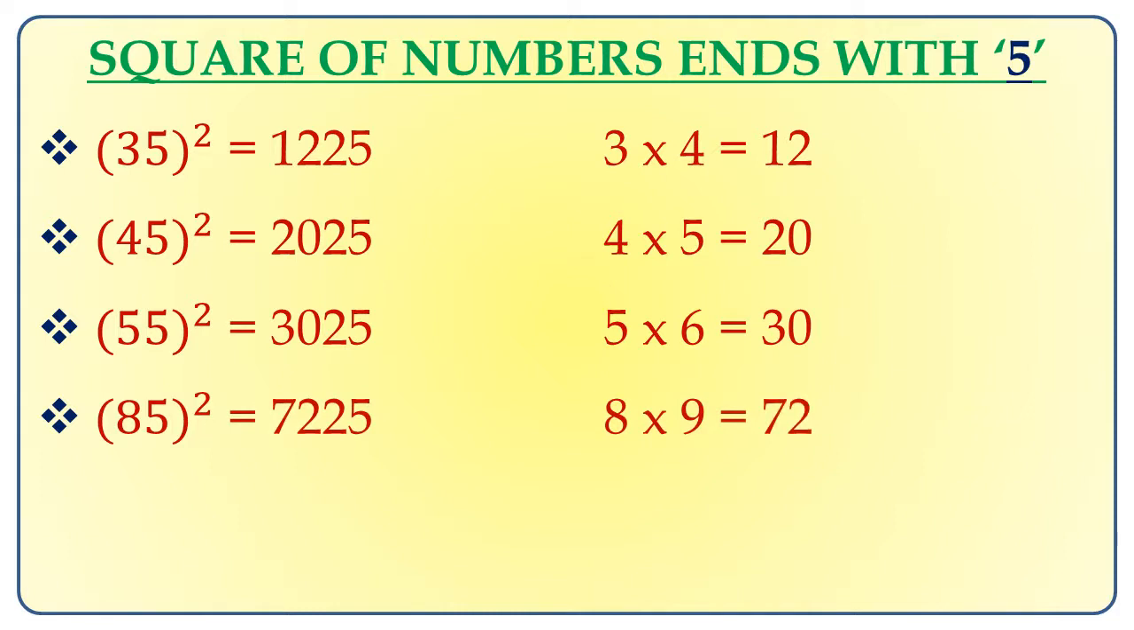Our next number is 85 square. For 5, 25 will always be there. And the other number is 8. So 8 into 9, 72. 7225.